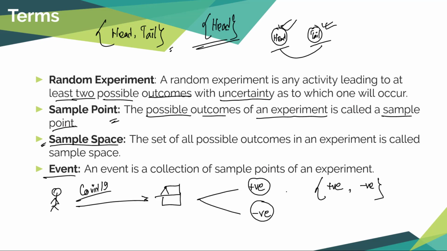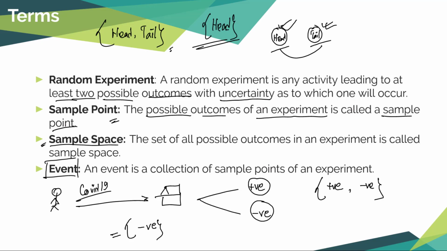And suppose I am interested in the negative result. So I am trying to find out the probability of a person being negative. In that case, I am interested in negative, so I can write down a set with only negative, and this will be called an event.